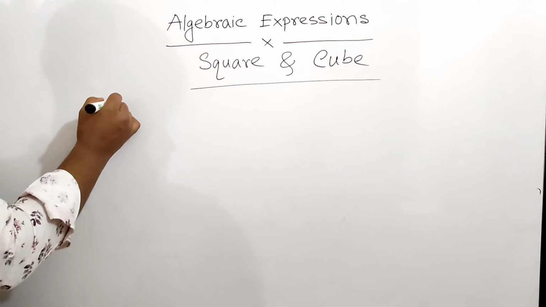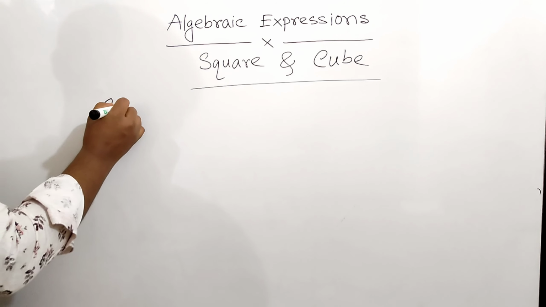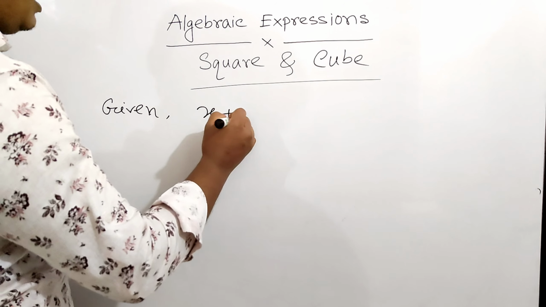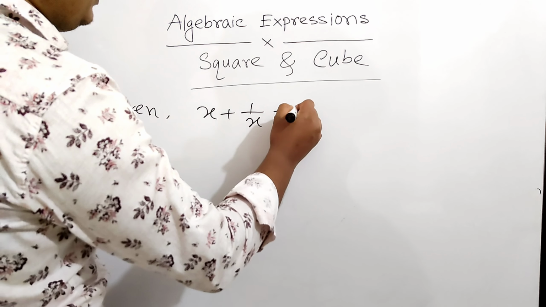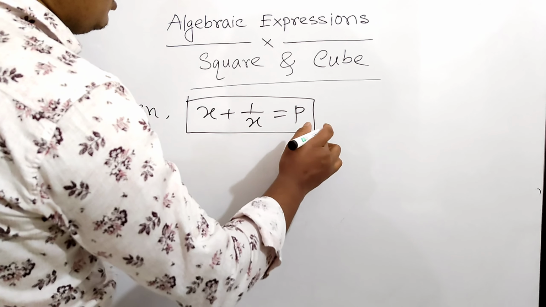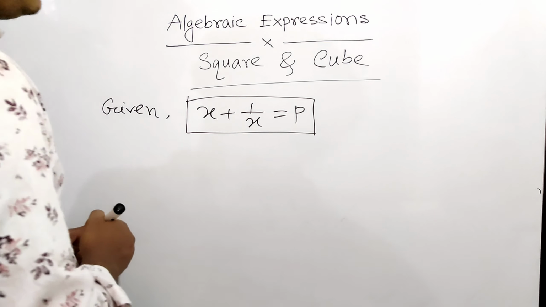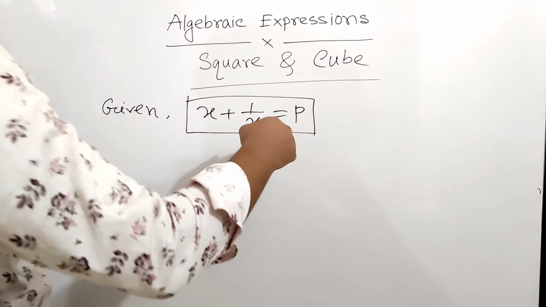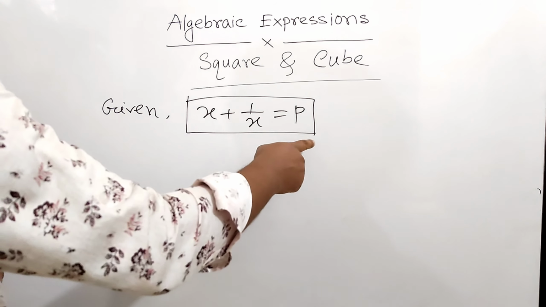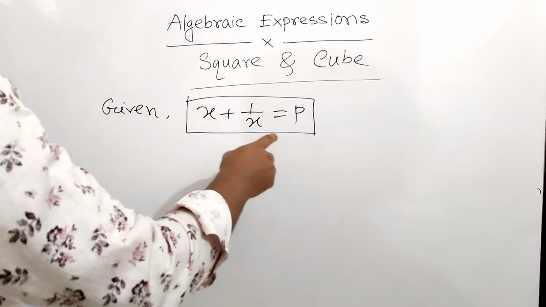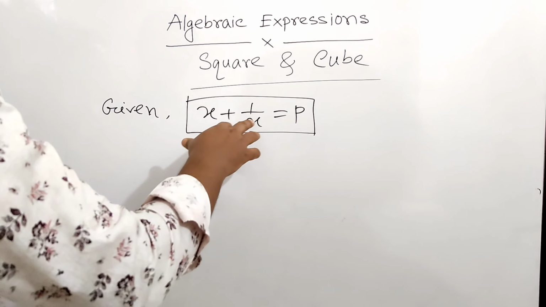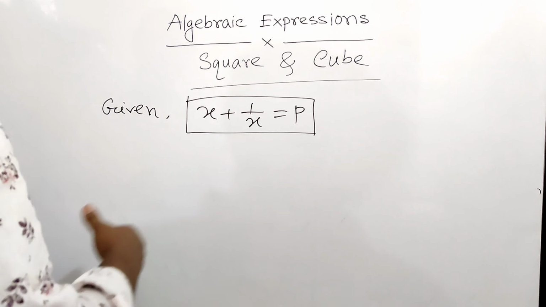Suppose you are given x plus 1 over x equals p. One value will be given, and the term will be like that: x plus 1 by x equals p. It could be any number or any alphabet, or it could be p plus 1 by p, a plus 1 by a, q plus 1 by q, or y plus 1 by y. That means here x could be any alphabet.